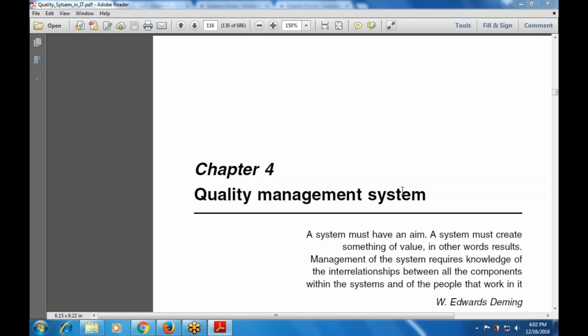Today's topic is the quality management system, and how we are using it. That is chapter number 4. So, what is a QMS, how is it used, and why is it used?